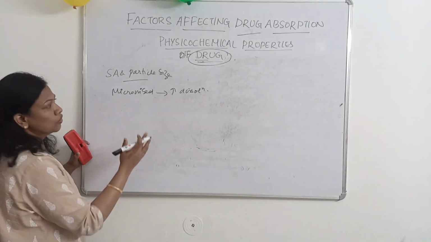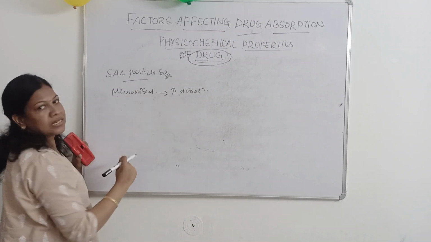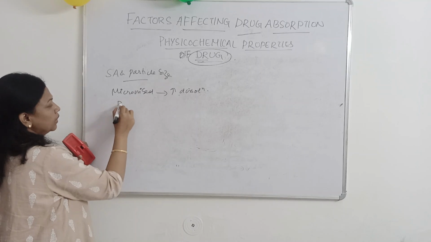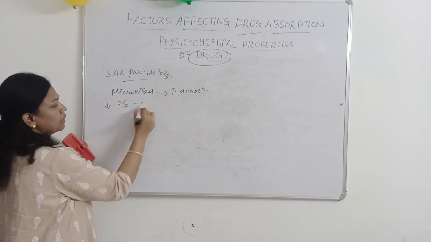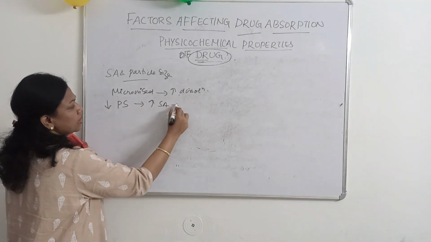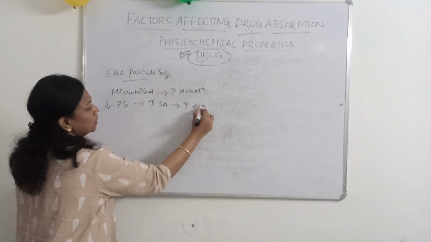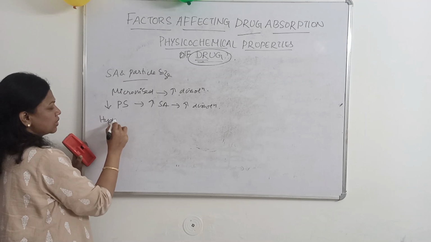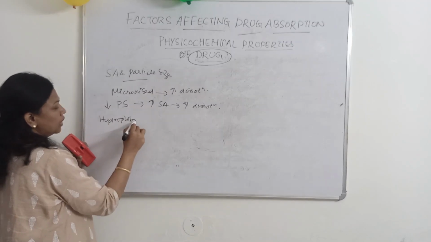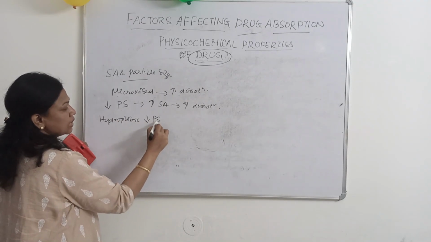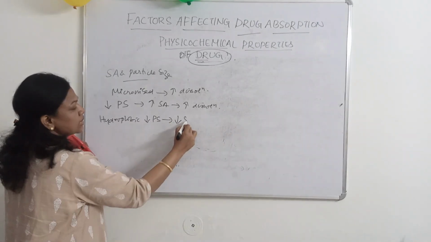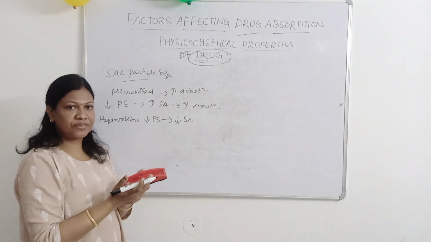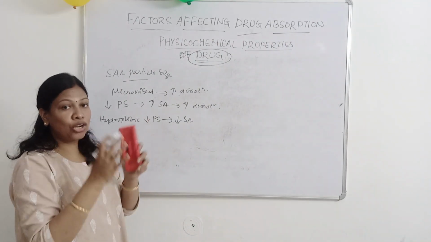So generally micronization will increase the dissolution, that is particle size reduction. Reduction in particle size will increase the surface area, thereby it increases the dissolution. Whereas in case of hydrophobic drugs which are not soluble, a decrease in particle size will lead to a decrease in surface area, because they develop static charges at the surface and they tend to agglomerate.